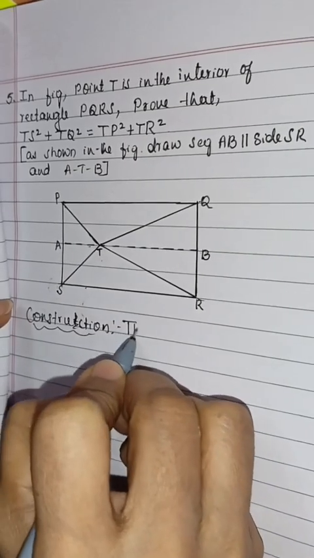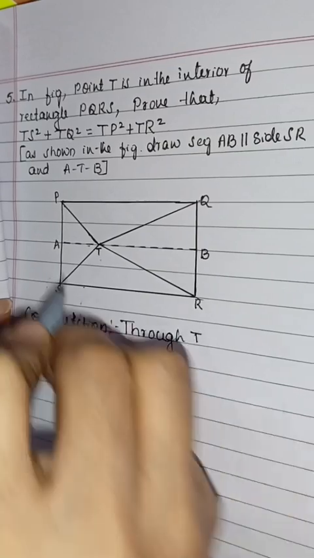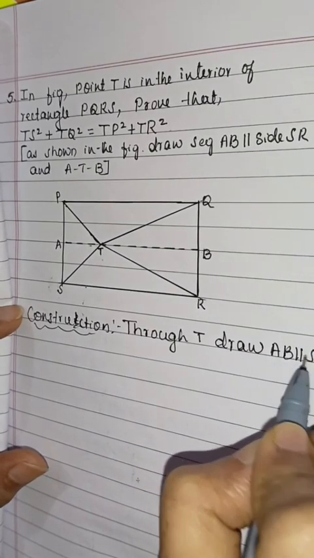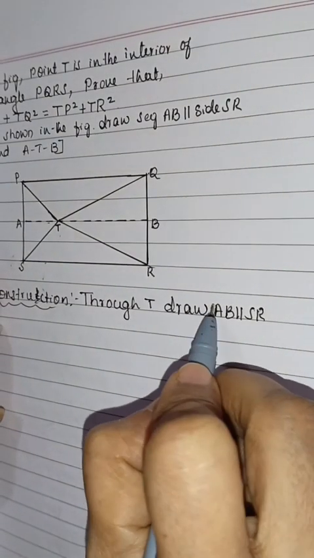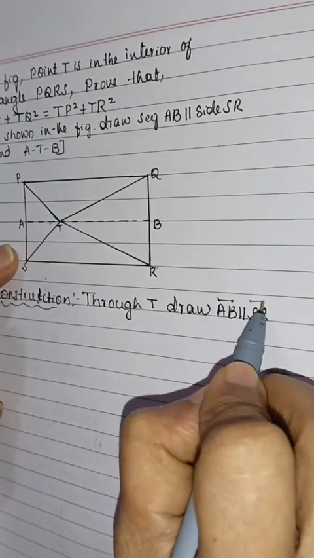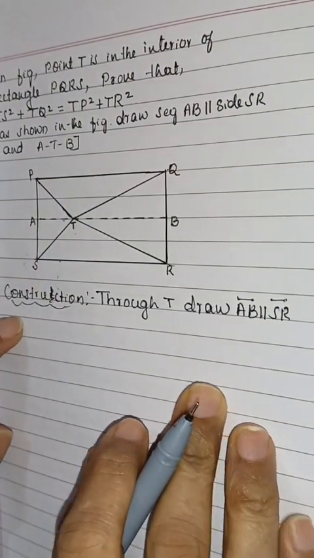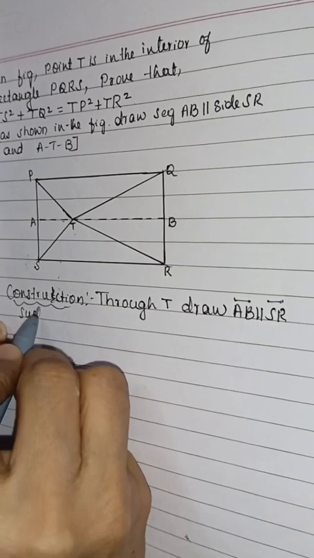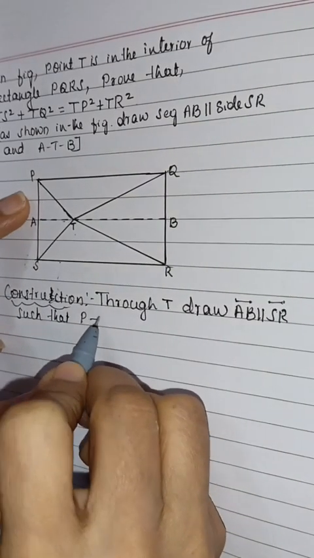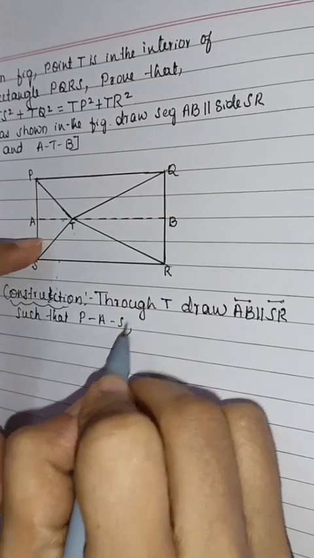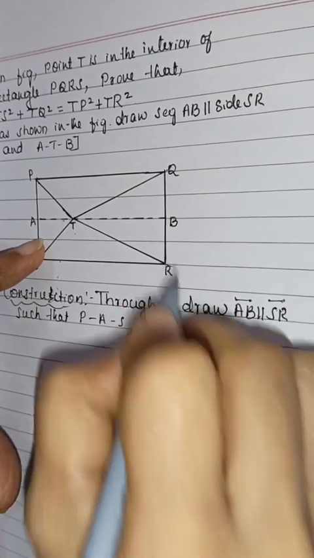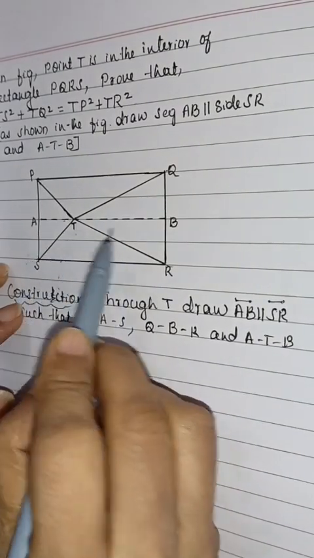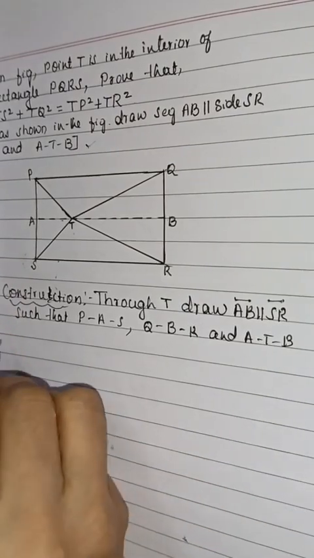So first we write the construction. Construction: through T, draw segment AB parallel to segment SR, such that P, A, S are collinear, Q, B, R are collinear points, and A, T, B are collinear. See, it is given here. Now the proof.